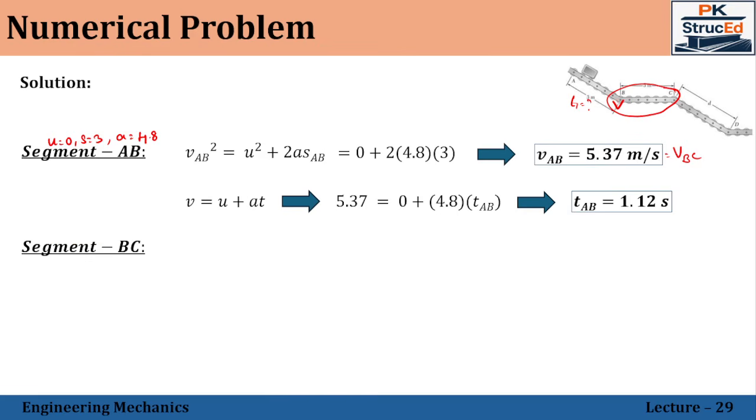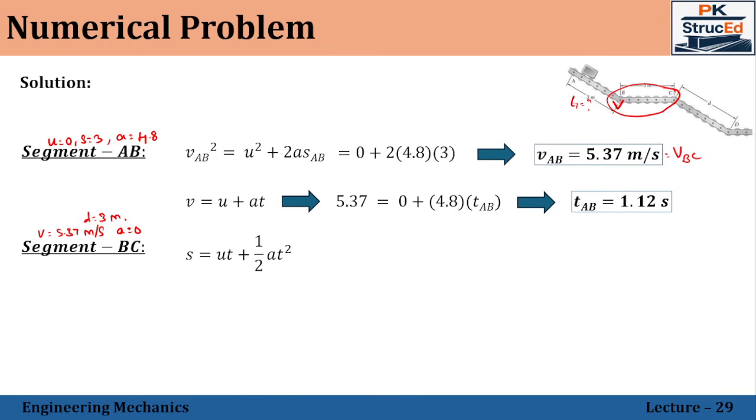So for segment BC, we have uniform velocity, that is V is equal to 5.37 meter per second, and it is going to maintain the constant speed. Therefore, A is equal to 0 and D is given as 3 meter. Okay, so using this, we are supposed to calculate T alone for this segment.